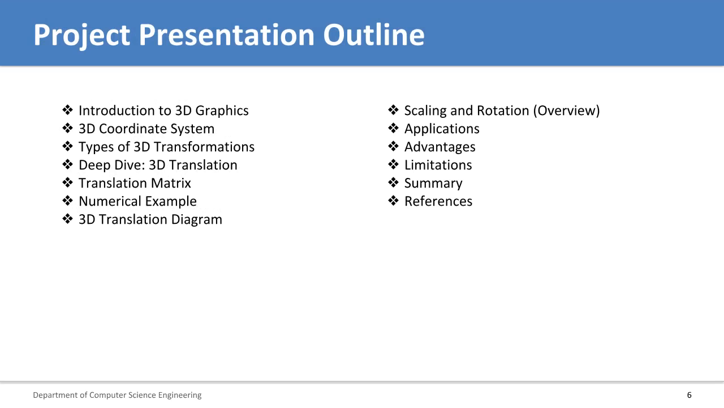This slide shows the complete outline of the presentation. We will begin with the basics of 3D graphics and coordinate systems, then discuss various transformations. The main focus will be on translation, including its matrix representation and numerical example. Finally, we will explore applications, advantages, limitations, and conclude with references.